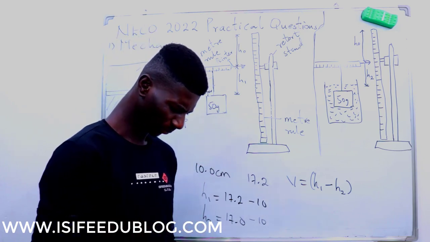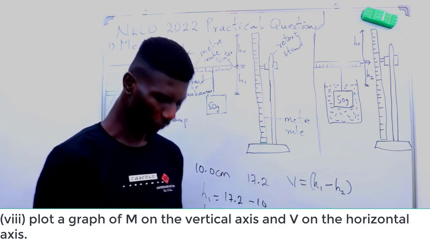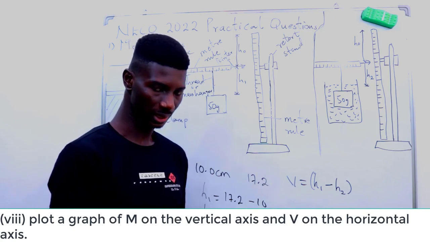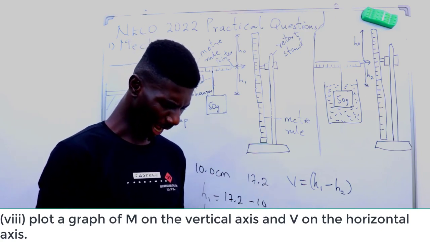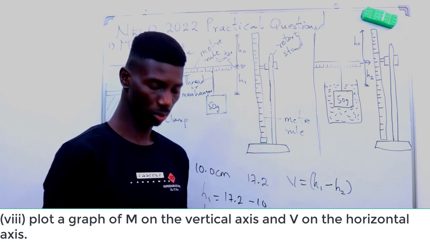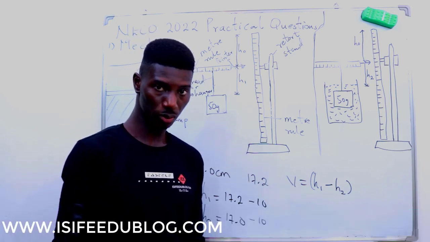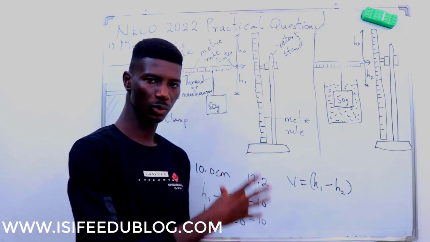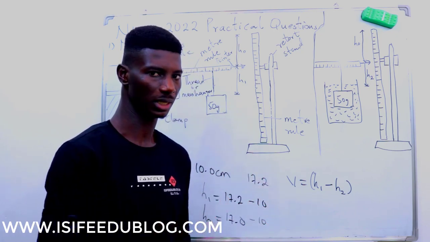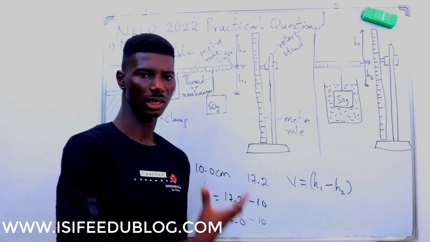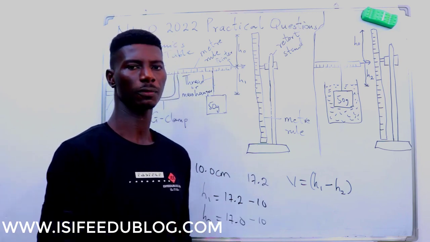So we continue. The next question says plot a graph of M on the vertical axis and V on the horizontal axis. We are going to do that after the practicals, when we see our table of values. I've done the practicals already, so we are going to see the table of values and how the graph looks.